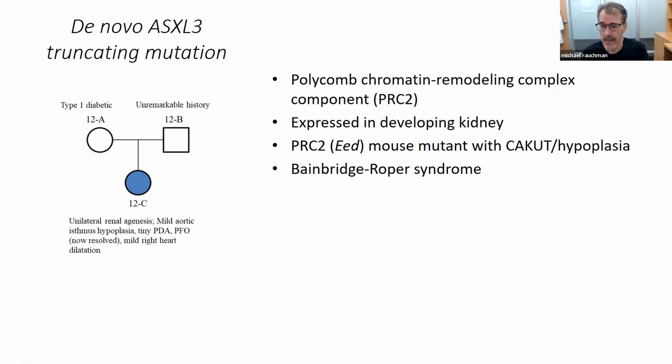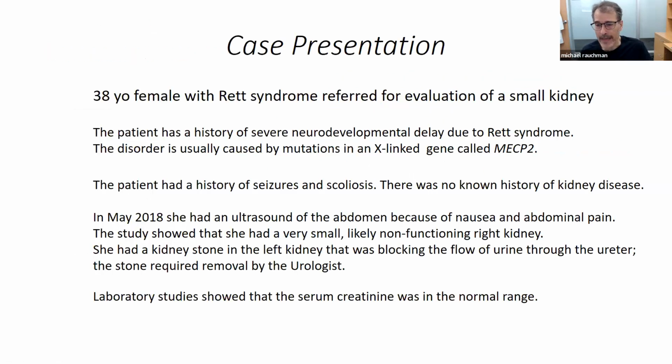And then finally, ideally, what we want to do is go out and see, are there other cases where children who have ASXL3 mutations that cause Bainbridge-Ropers have some of these same manifestations? In the near future, I'm hoping to send out a survey to families to see if there are children out there who have been discovered to have anomalies of the kidney or urinary tract in the course of their evaluation for Bainbridge-Ropers.